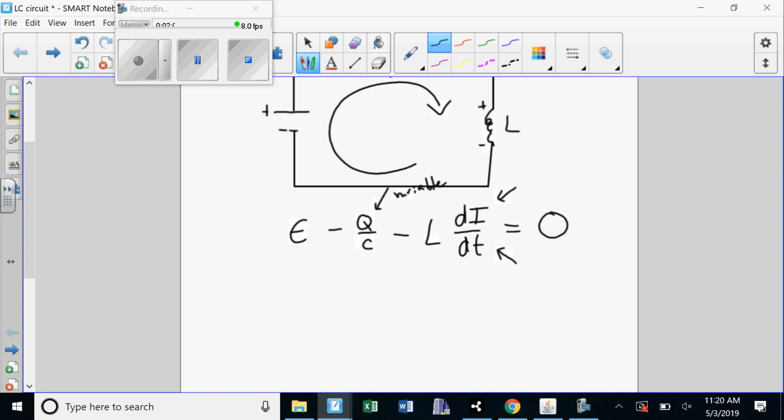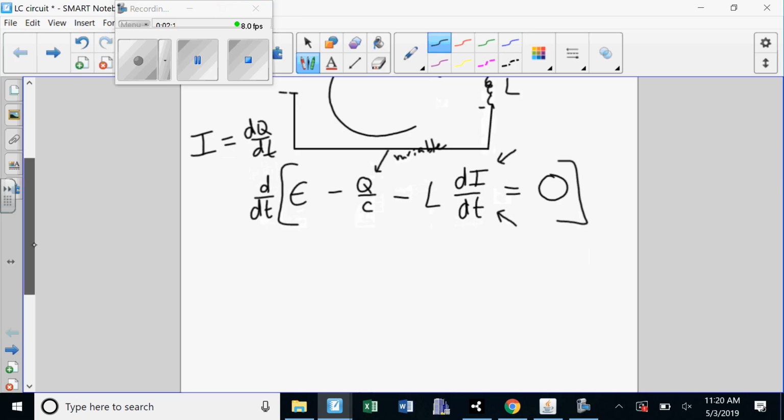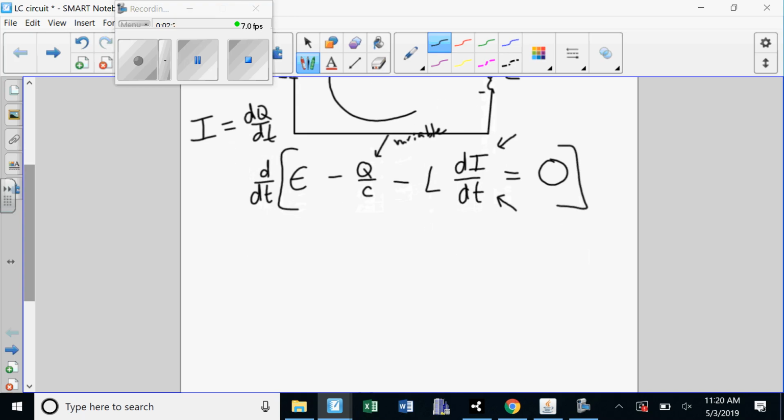But I do remember that current is dq/dt, the derivative of charge with respect to time. So what I'm going to do, I'm going to cheat a little bit. I'm going to take the derivative of this entire equation with respect to time. The derivative of epsilon, since epsilon is a constant, is just 0. And then minus 1 over C is also a constant, so I can pull it out of the derivative, and I'm left with dq/dt minus L, which is also a constant.